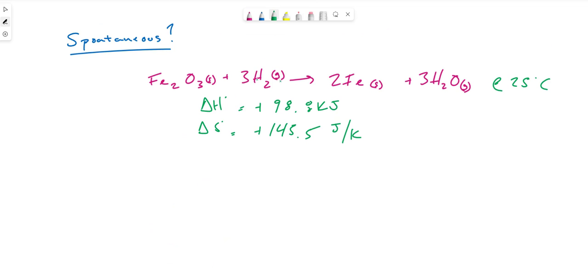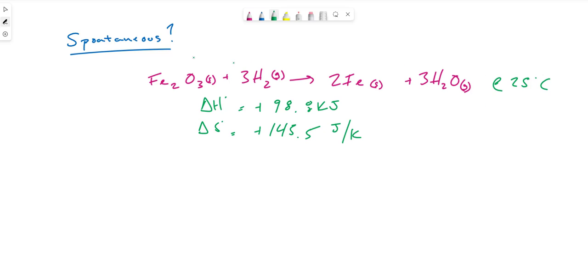So let's look at an example. So this is the reduction of rust, iron oxide, to pure iron. So this is a nice industrial process where you could take a rusty bike, a rusty car, put it in with pure hydrogen gas in a sealed chamber, and think about converting it back to pure iron with some water vapor.